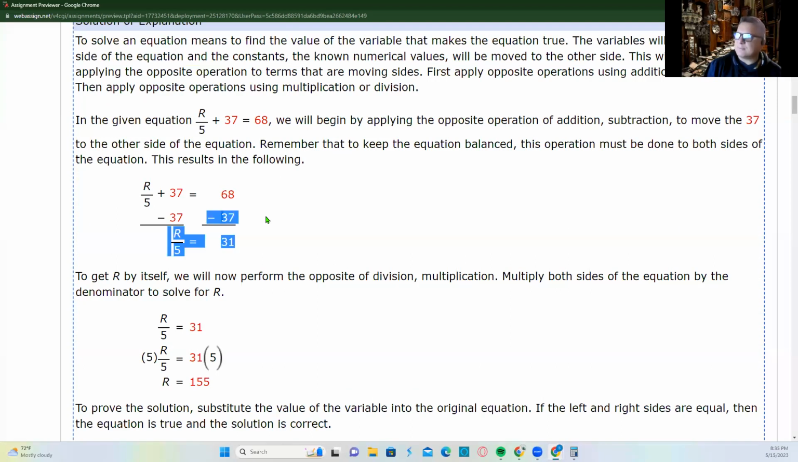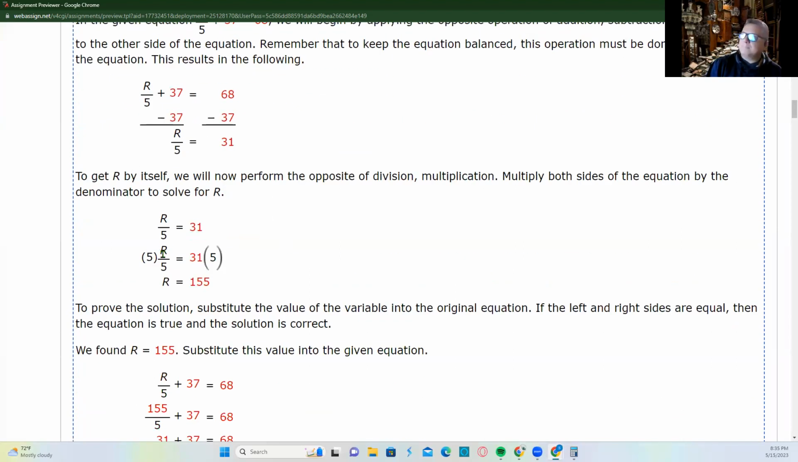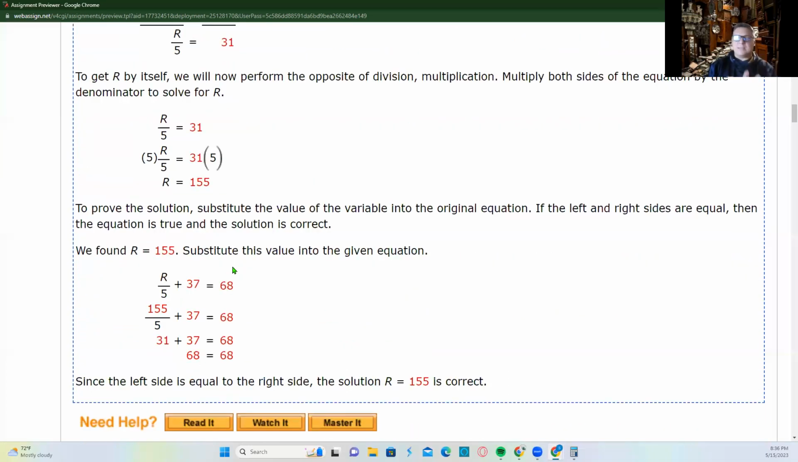You subtract that 37. So we have R over 5 is equal to 31. We multiply both sides by 5. These cancel each other out, leaving us with just R. 31 times 5 is 155. So now R has a value. R is no longer unknown. It has a value. Now, here's the tricky part.